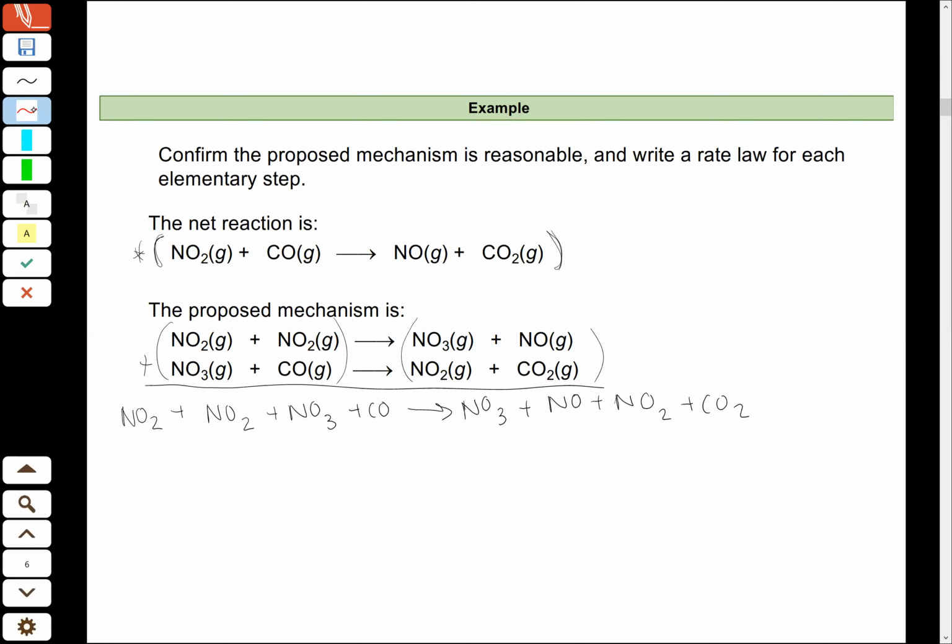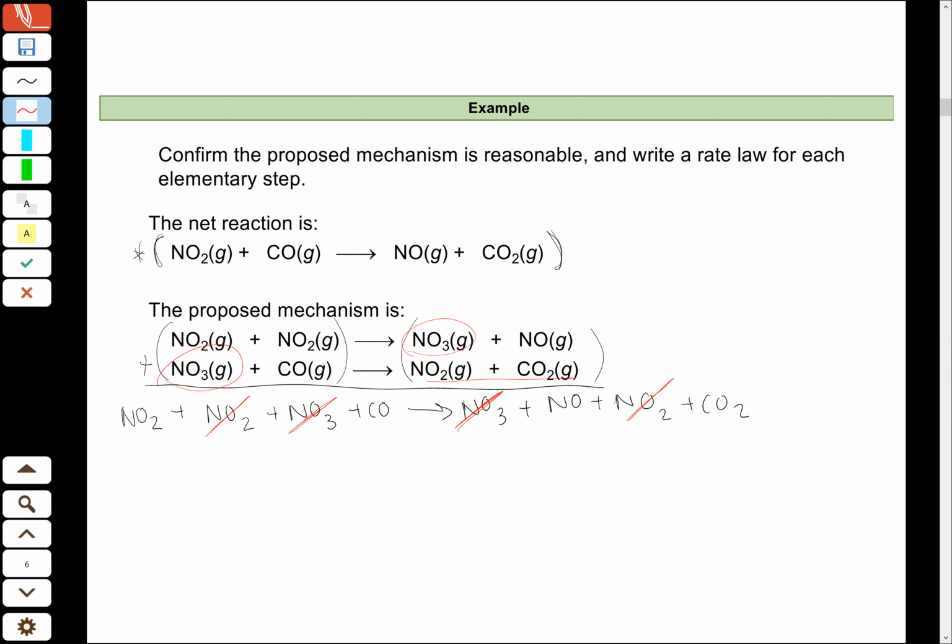Now I can go through and cancel out anything that is both on the reactant side and on the product side. So looking at this right away, I noticed that NO3 on my product side and the NO3 on my reactant side can cancel out. This means this was an intermediate. And that makes sense because our NO3 was formed in our first step and it was consumed in our second step, and we didn't have any left over in our product. Another one that I see that I can cancel out is one of my NO2s.